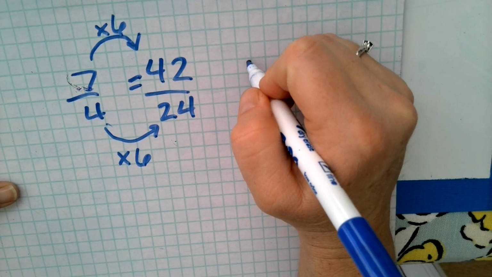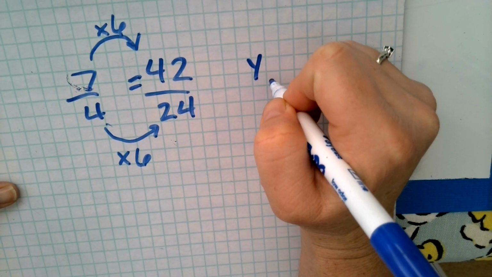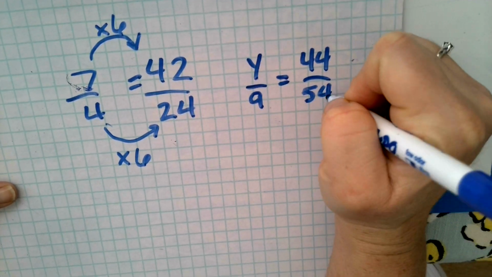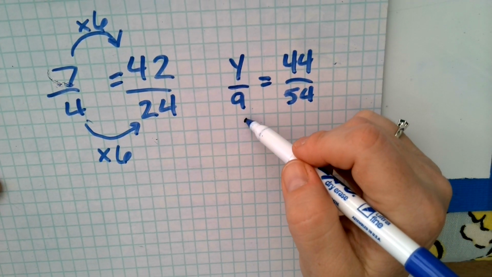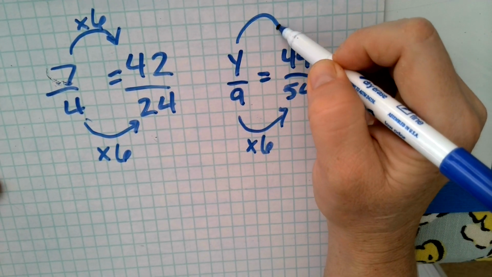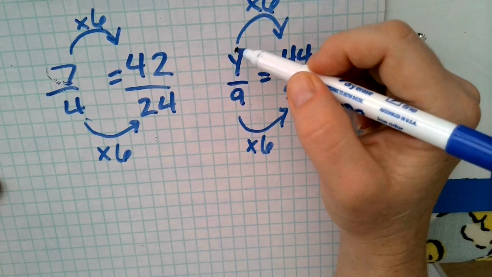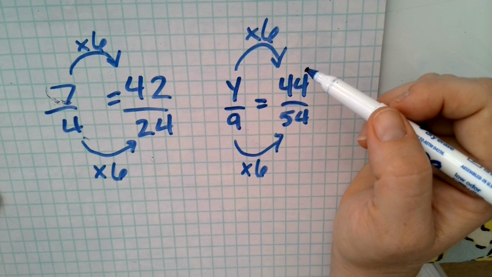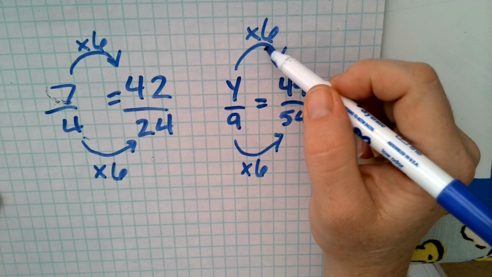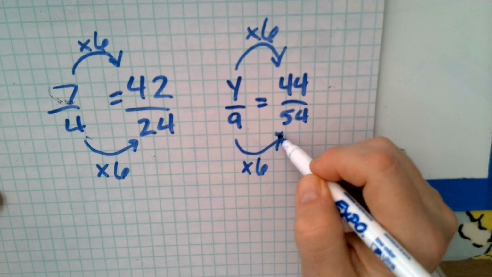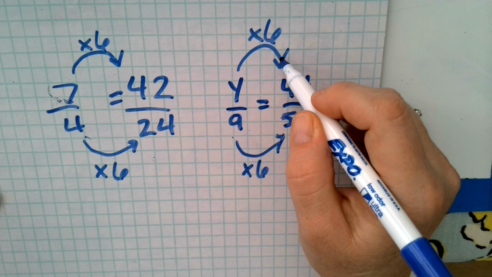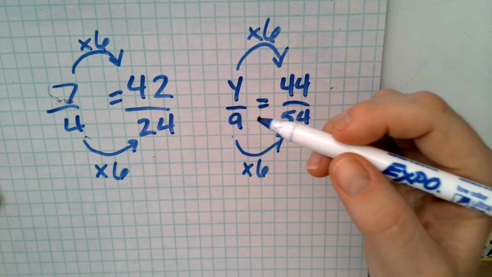Here's another one. Let's go y over 9 equals 44 over 54. Okay. Oh, again, we're multiplying by 6. So 9 times 6 is 54. Y times 6 is 44. Well, I don't know anything times 6 that would be 44, but we can go the opposite direction. So in order to get from 54 to 9, we divide by 6. So if we take 44 and divide by 6, we will find out what y is.